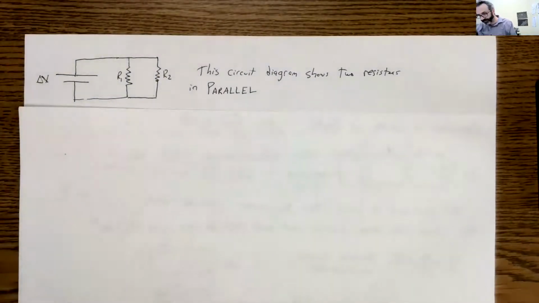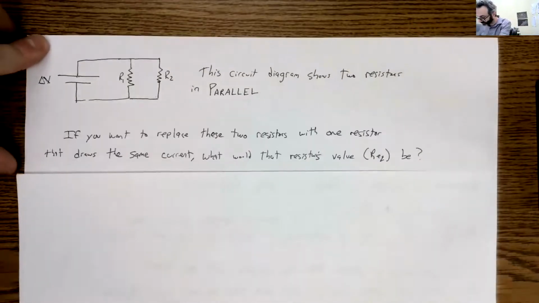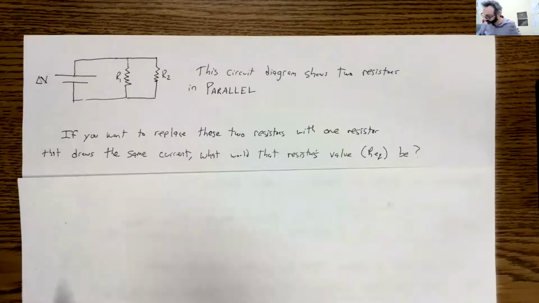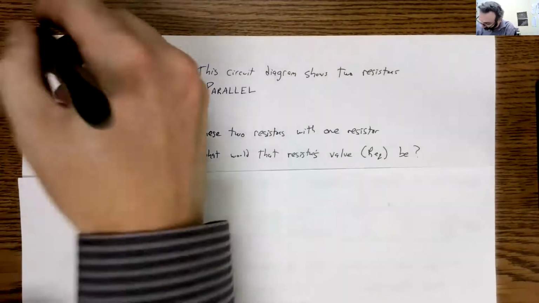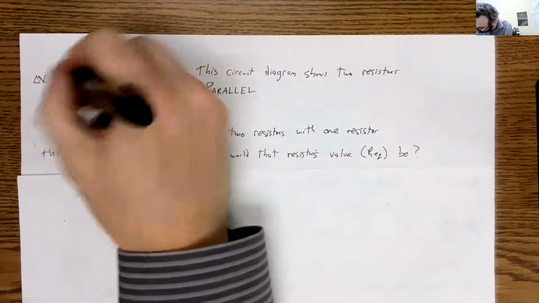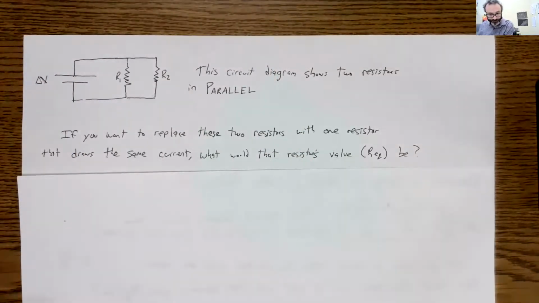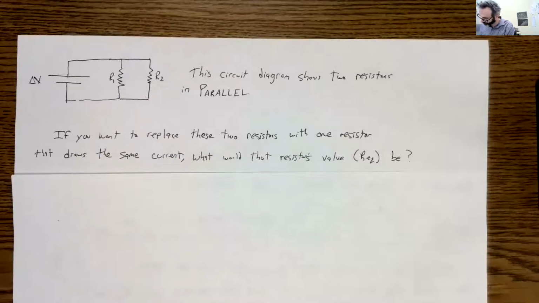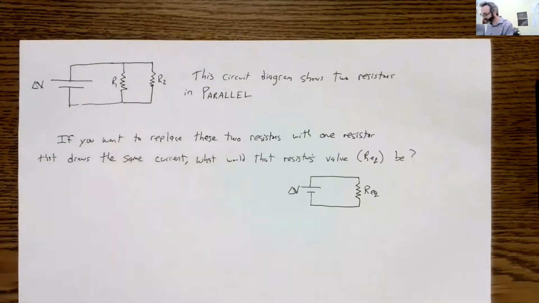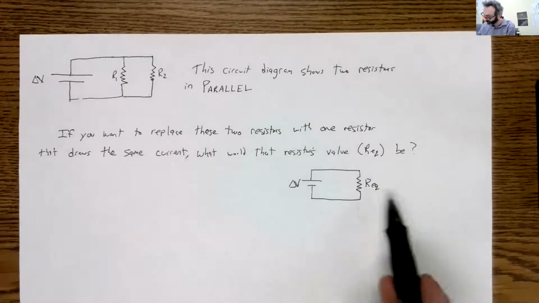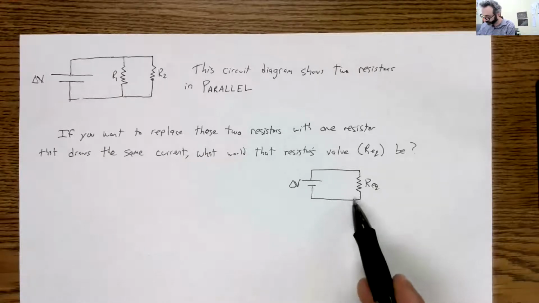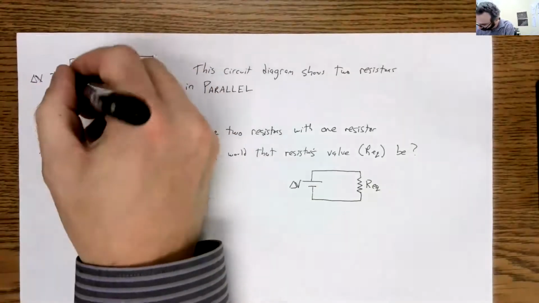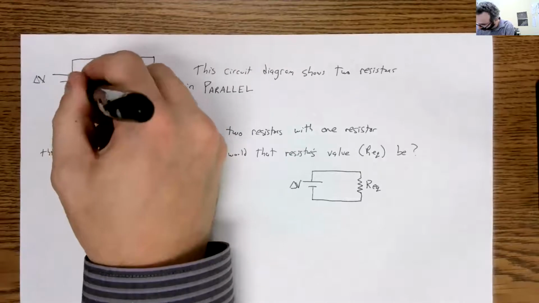But then we're going to follow the same process that we just did. We're going to answer the same question. If we want to replace these two resistors with just one resistor that has the same current, at least the same current from the battery, what would that resistor's value be? Right, so we're basically going to replace this circuit now with this equivalent circuit, and we want to have the same current, right? The current flowing through the battery.